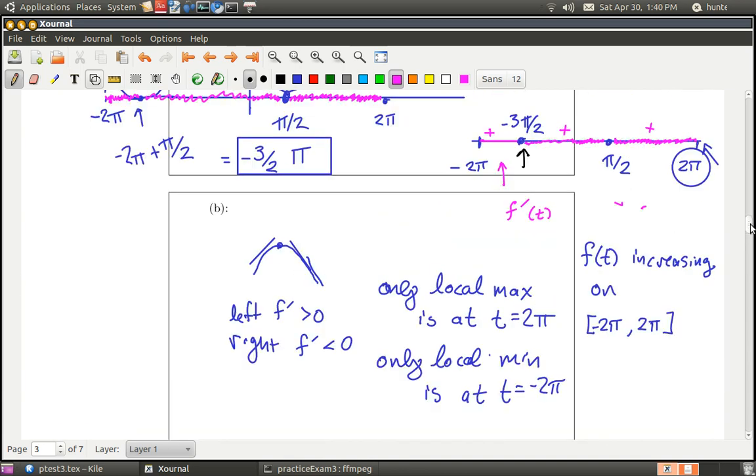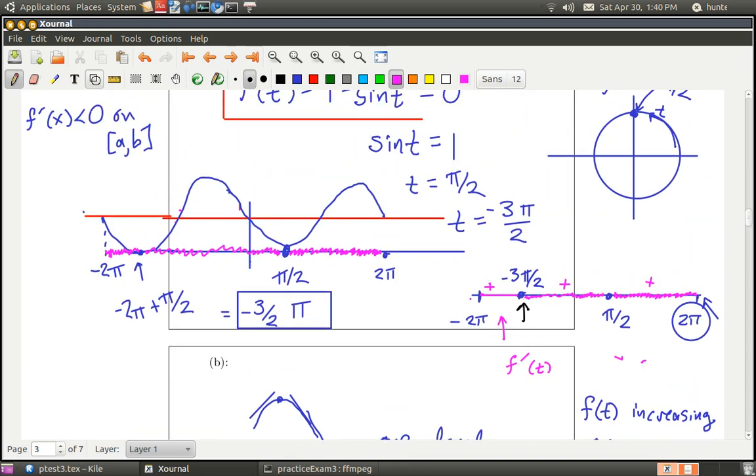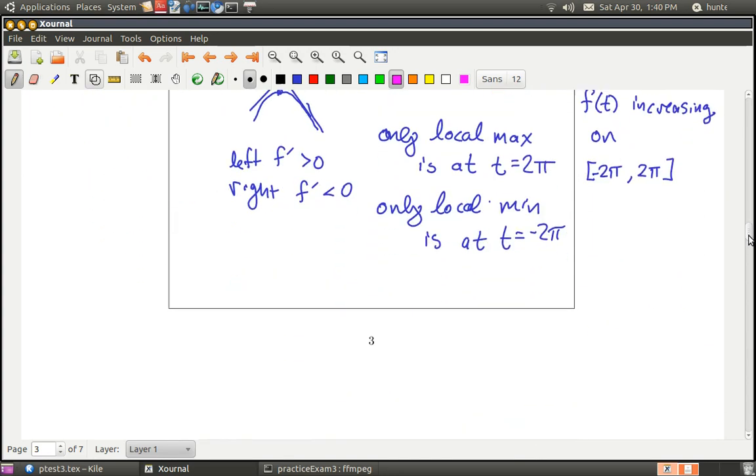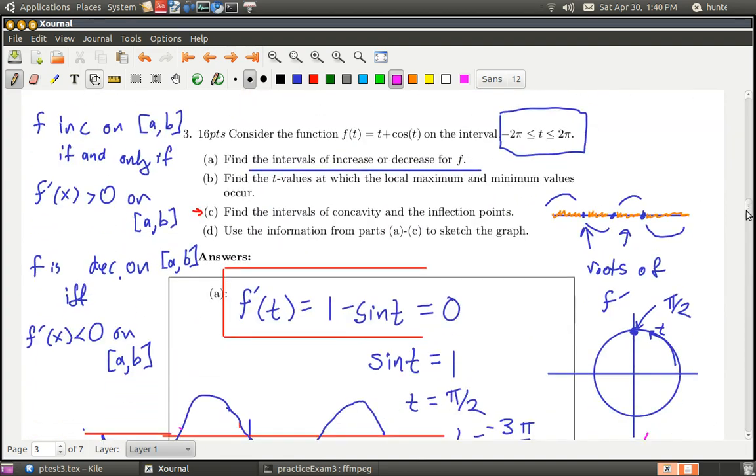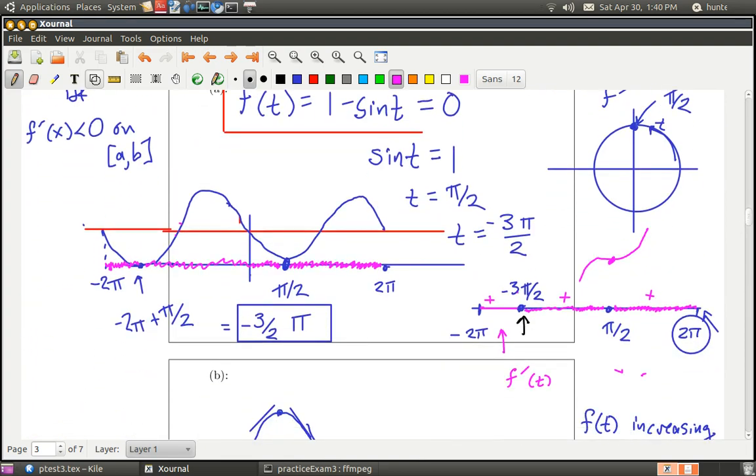So what else do we care about? Normally I would indicate where it's increasing, decreasing, but we know that it's increasing everywhere. But even though it's increasing everywhere, it still has these little flat places. So what does this mean? At first it's going to be cup down, and then it's going to have a little flat place, and then it's going to be cup up. So this is both an inflection point and a critical point.